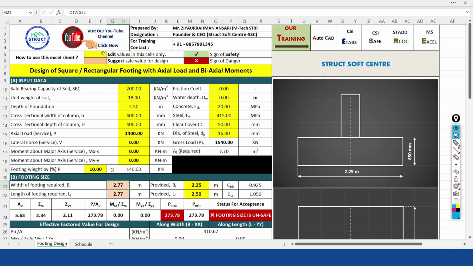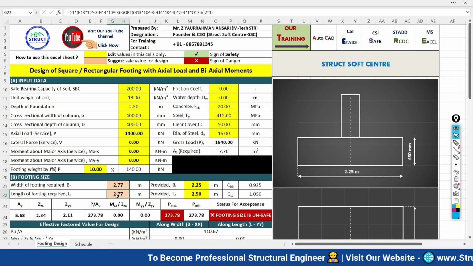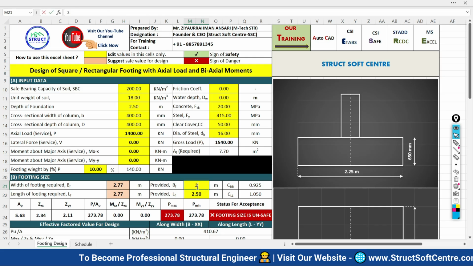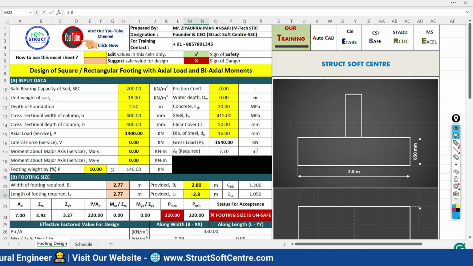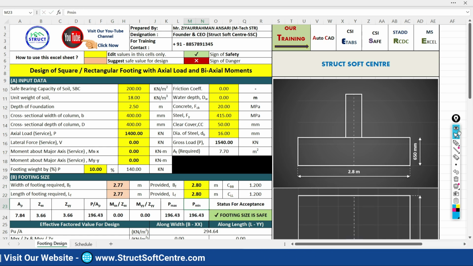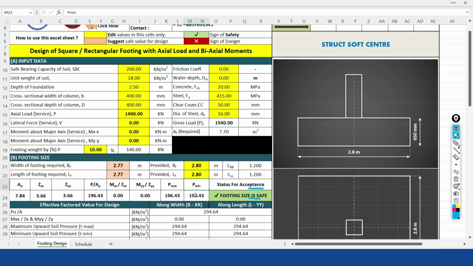As I said earlier, this orange color cell will suggest what value you should consider. So width should be considered 2.77, length to be considered as 2.77. That's why I would like to provide here 2.8, a little more than your required one. And this is the projection in both directions, 1.2, 1.2. So the length and width of the footing are decided.